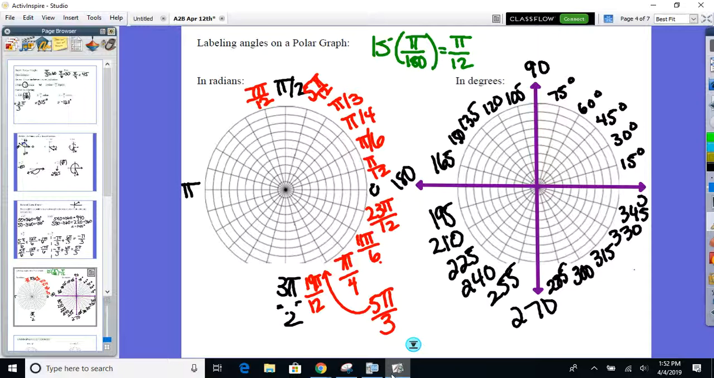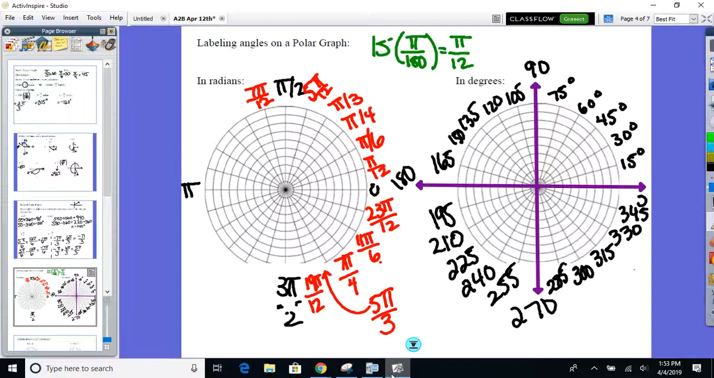I'm not asking you to memorize them. The only thing I want you to remember, what's it go by? On the radians, what's it go by? Pi over 12. That's all you got to remember, pi over 12. I'll show you great tricks here in a second. And it might also be helpful to know how many pi over 12s when you go all the way around.